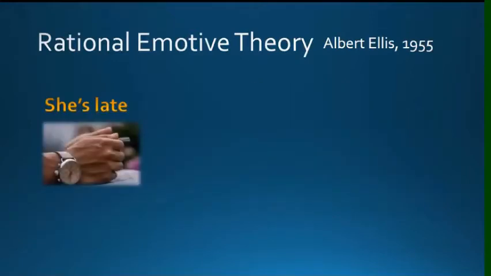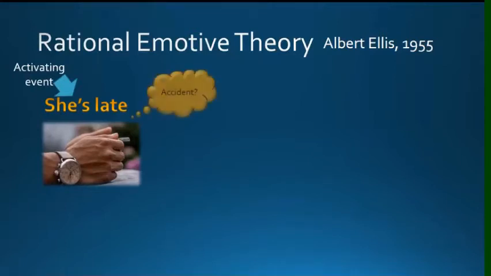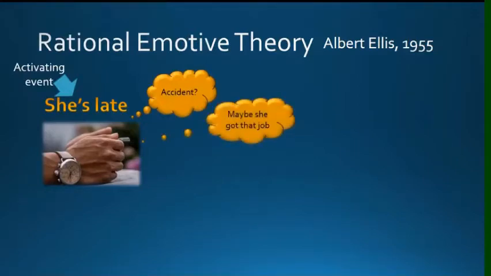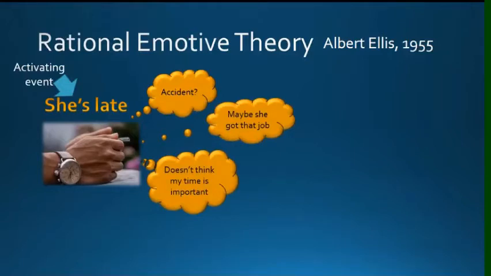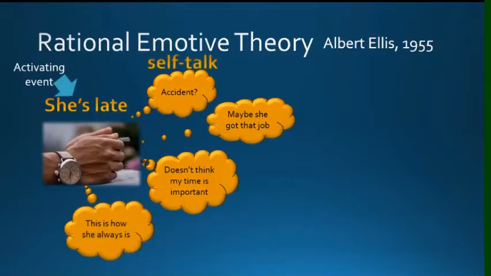Say your friend is late for an appointment. That would be the activating event, the stimulus or the catalyst that starts your thinking process. Your brain goes into action with thoughts, and there are a variety of thoughts to choose from. Could she have gotten into an accident? Maybe she's late because she got that job she was interviewing for. She doesn't think my time is important. Well, that's just how she is, and so on. You are actually engaging in self-talk, and while you are talking to yourself, your emotions come into play. Worry, hope, frustration, acceptance. Your thoughts cause your emotion.